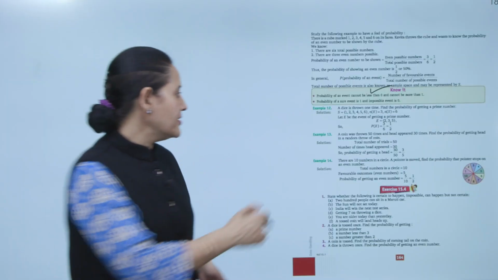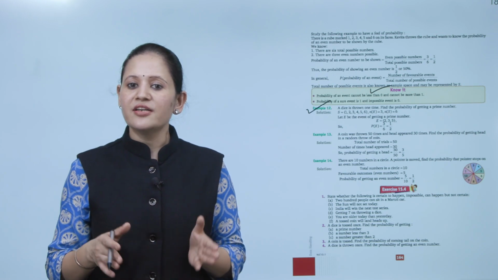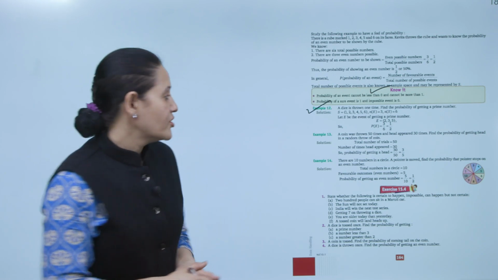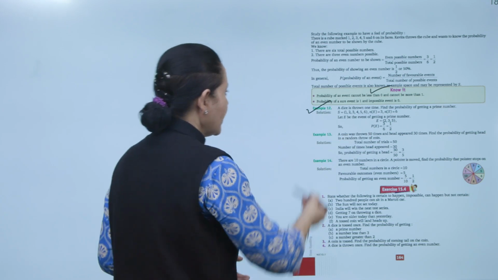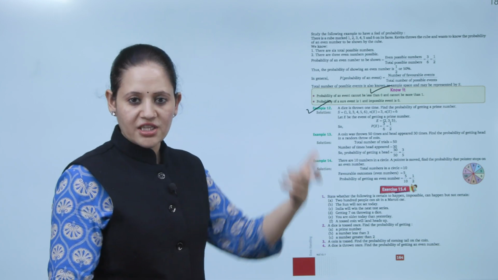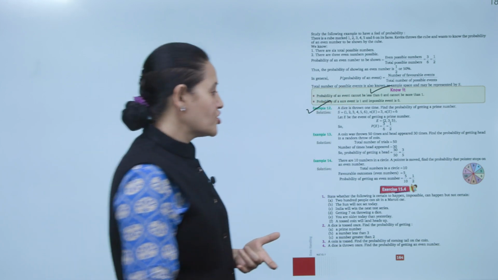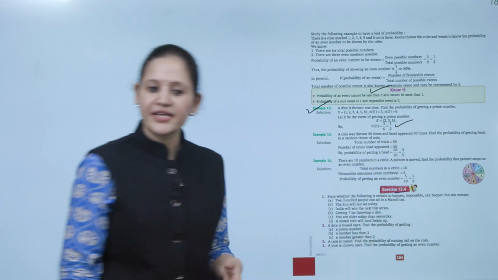Next we will take an example. A die is thrown one time. Find the probability of getting a prime number. So total outcomes are 1, 2, 3, 4, 5, 6. Let E be the event of getting a prime number. So which prime numbers can come? 2 can come, 3 can come, or 5 can come. So what will the probability be? 3/6, that is 1/2. Clear?